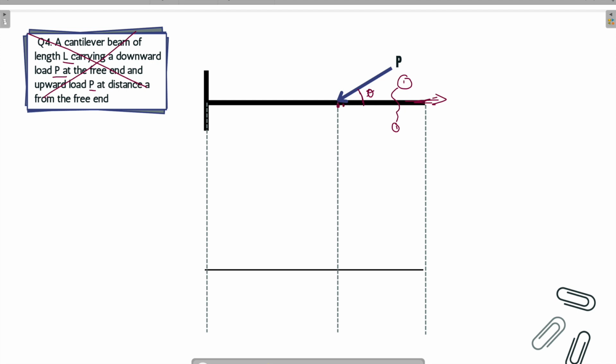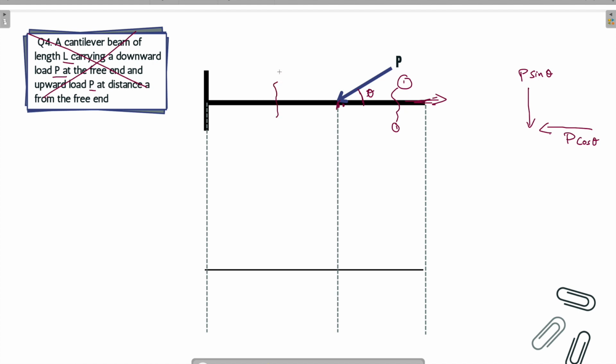Now what will happen at this point? The load is slanting over here. As we know, the load has two components, one in this direction and one in this direction. The horizontal component of the force has no effect on the shear of the beam. It is just compressing the beam in the axial direction, so it has no effect on the shear force. The vertical component, P sine theta, is causing the shear force.